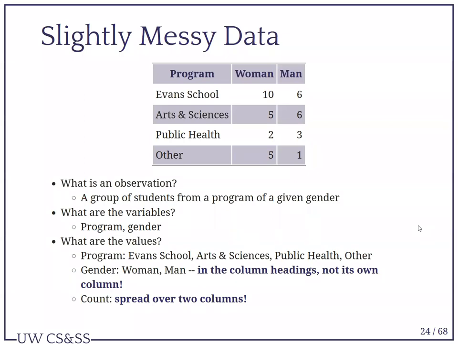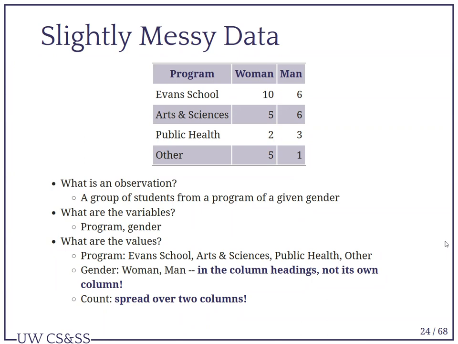What is an observation? An observation here is a group of students from a program of a given gender. What are the variables that we're interested in? Well, we're actually interested in the program and a respondent's gender. And then what are the values? Our values here for program are Evans School, Arts and Sciences, Public Health, and other. And then the values for gender are woman and man. What's amiss about this is that those are our values for gender, but they are now column headings.